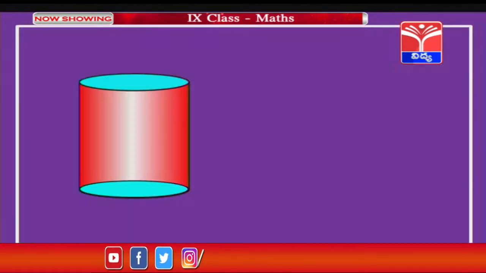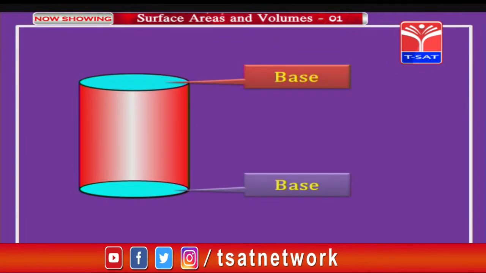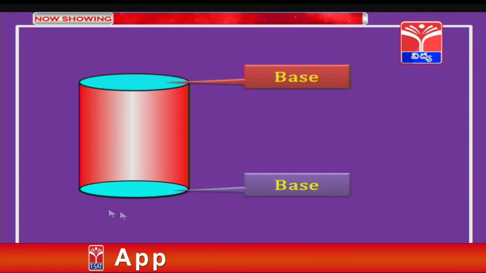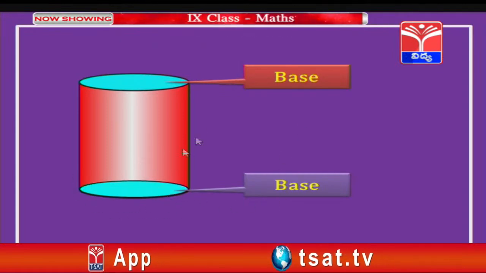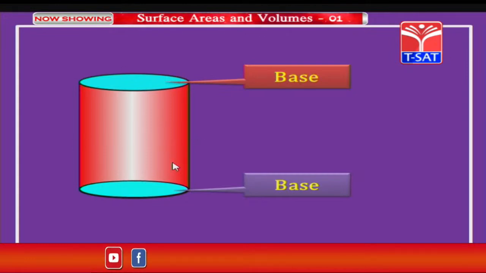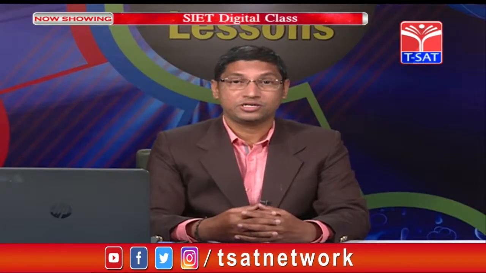Okay, children. Now, let us consider the cylinder shown on your screen. Yes, here these two circular portions are called the bases. We have one at the bottom and one at the top, and this region between these two we call the curved surface. Okay, children. But children, do you know how this cylinder is formed?